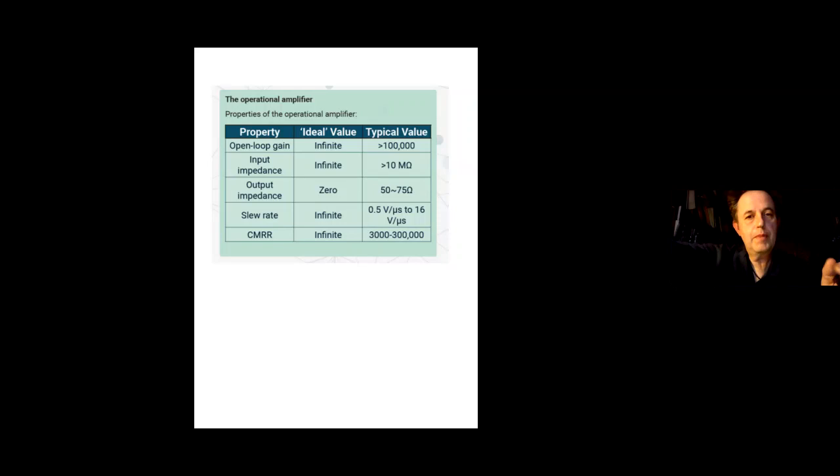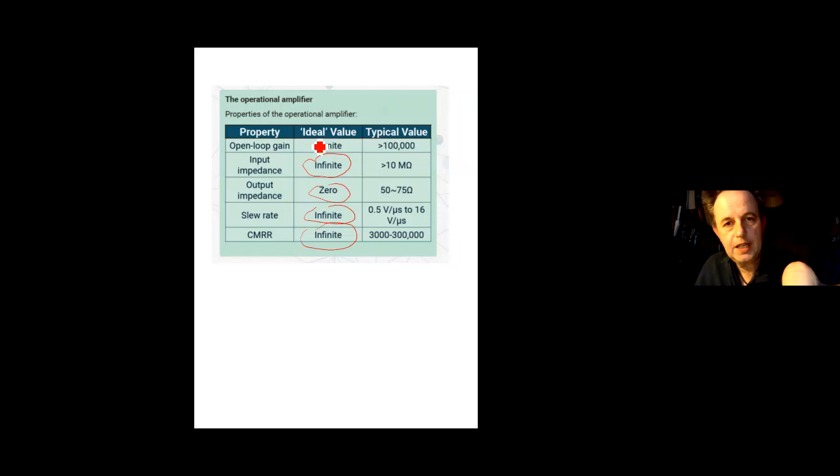Right, so first thing you remember, it's got an input impedance of infinity. Output impedance is 0, slew rate is infinite, and a CMR of infinite. Open loop gain is infinite as well. So those are the characteristics of an op-amp.